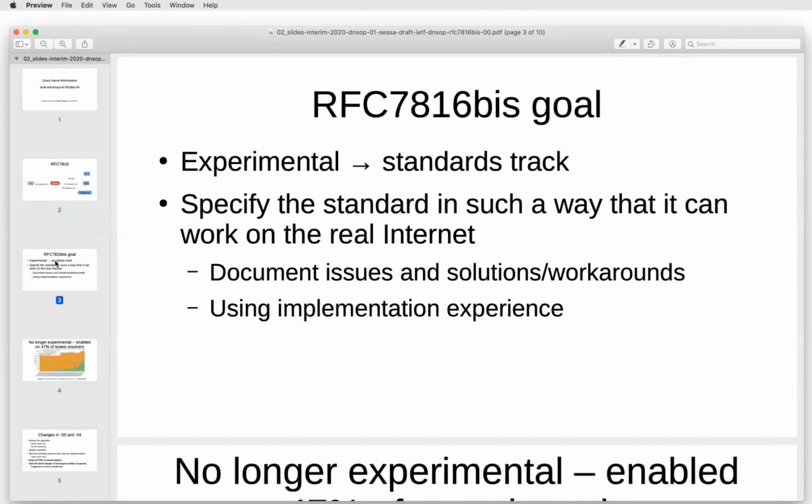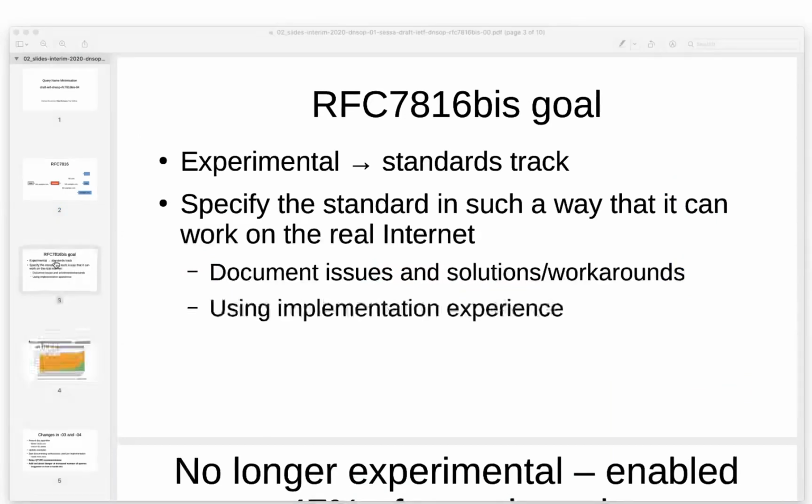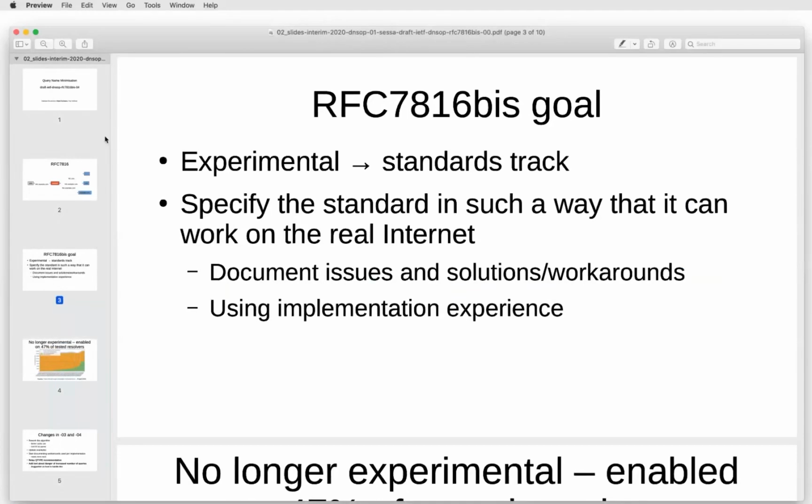So we now have the BIS, which has a goal to go from experimental to standard track and to describe the workarounds that are needed to really make this work. So we'll use the experience we gained while implementing Q&A minimization and write it down in this new version. Next slide, please.